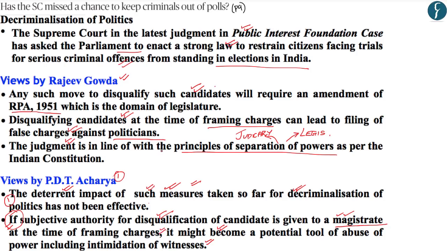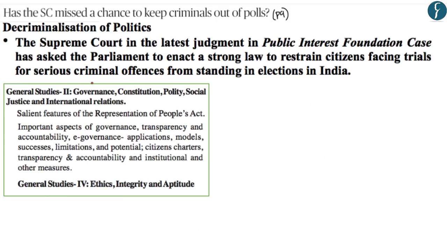So now hopefully up till here you've also understood the three main views that have been given in the article with regards to the latest judgment of the Supreme Court in the Public Interest Foundation case with regards to decriminalisation of politics. Now let us understand as to where this article would be placed in your UPSC syllabus. Now this article and the explanation given in this section would be first placed in GS paper 2 within the section Governance and Constitution, and more specifically in the salient features of the Representation of Peoples Act, and secondly, important aspects of governance, transparency and accountability.